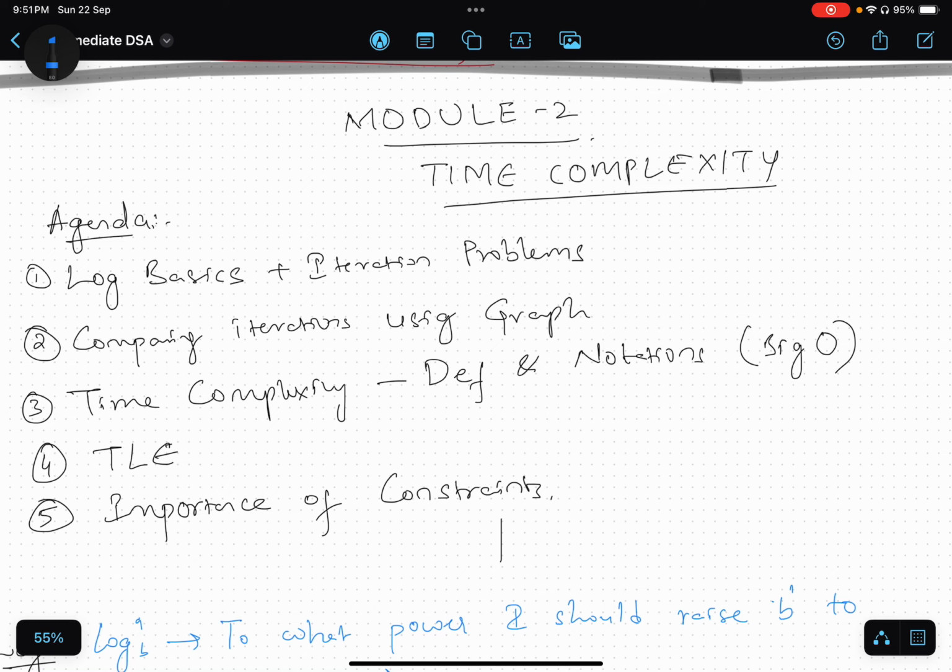Hello all, welcome back. As part of intermediate DSA module 2, we will see time complexity today. We'll start with log basics and iteration problems, comparing the iterations using graph, time complexity and what is big O.